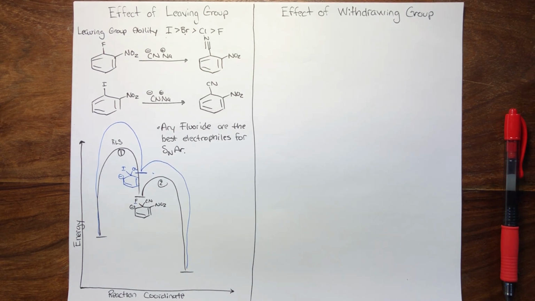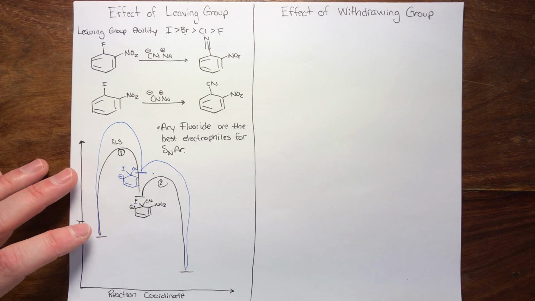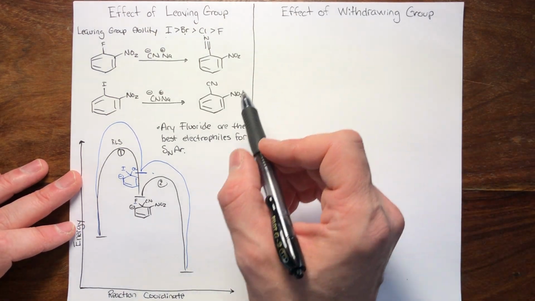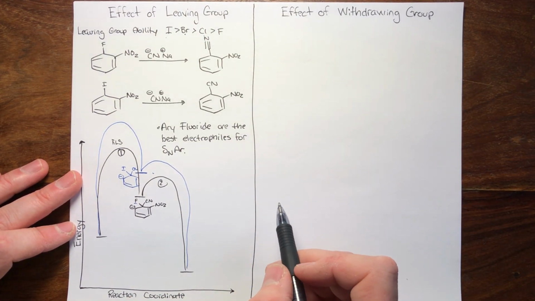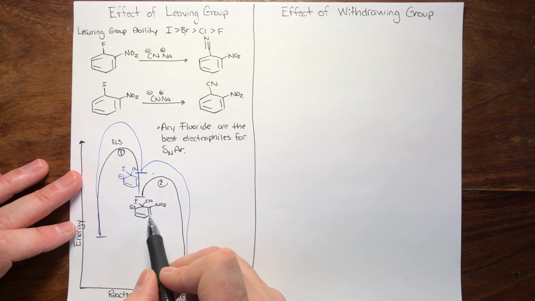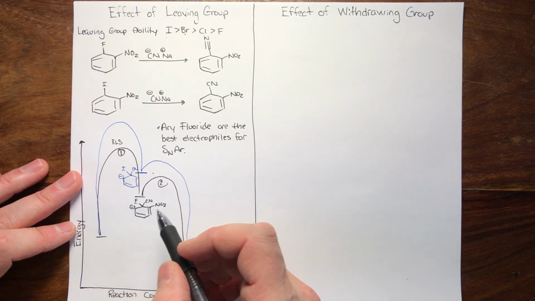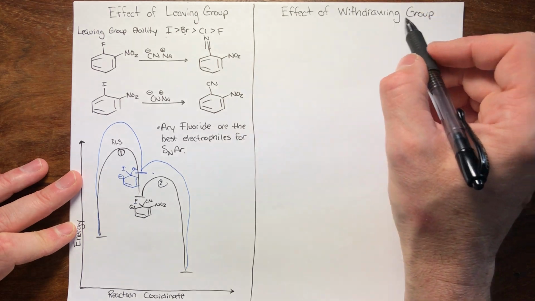Let's consider the effect of the electron withdrawing group. Realize that we've looked at in the past couple of chapters several different electron withdrawing groups. Maybe before we go over this, you can write some of those electron withdrawing groups out just to remind yourself of what an electron withdrawing group is. Ultimately, electron withdrawing groups are going to affect the energy of the intermediate and therefore the rate of the reaction.